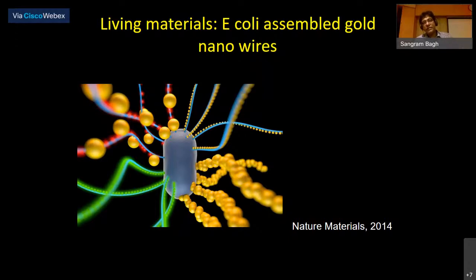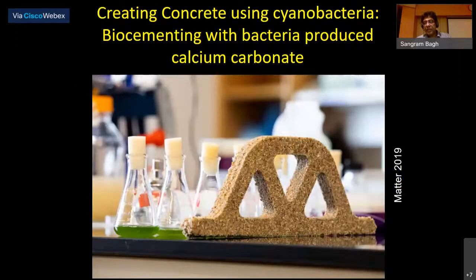That is at the nano level. I would like to show exactly the macro level, and that came just under 2 years back. This was published in 2019, where you want to develop a concrete, and you mix this concrete with bacteria which produce calcium carbonate. When it produces this calcium carbonate, what happens? This is called cementation, biocementation.